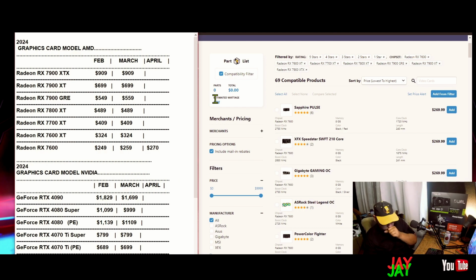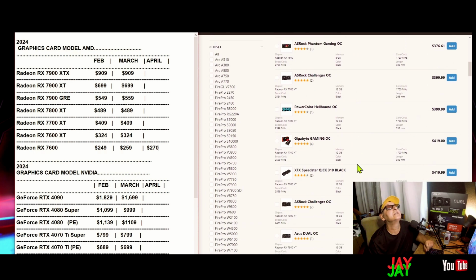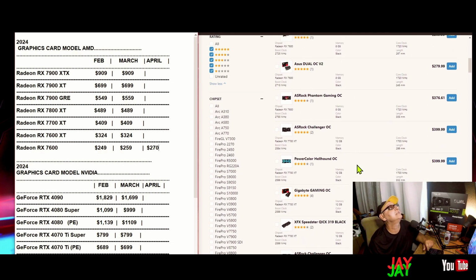Now, looking at the price for the 7600 with 8 gigabytes of VRAM, they went from $249 to $259 to $270. They did go up in price. So it looks like it climbed up maybe $20 since last month. So let's keep going down the road. 7600, 7600 XT.